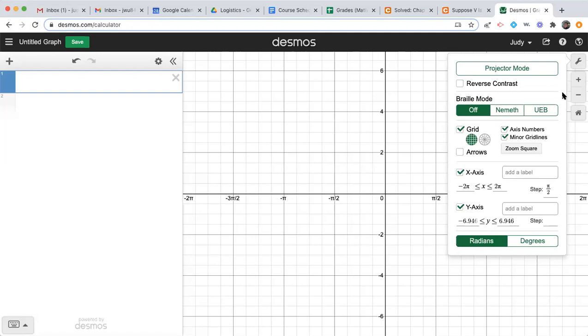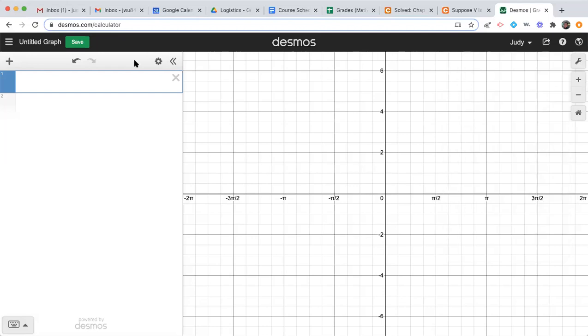Okay. All right, so I'm going to close that part, and I'm going to go over here, and I'm going to type in my first equation. I'm going to type in y equals sine x, just so I get a picture of what that looks like, okay? And so I'm going to draw this on my grid.